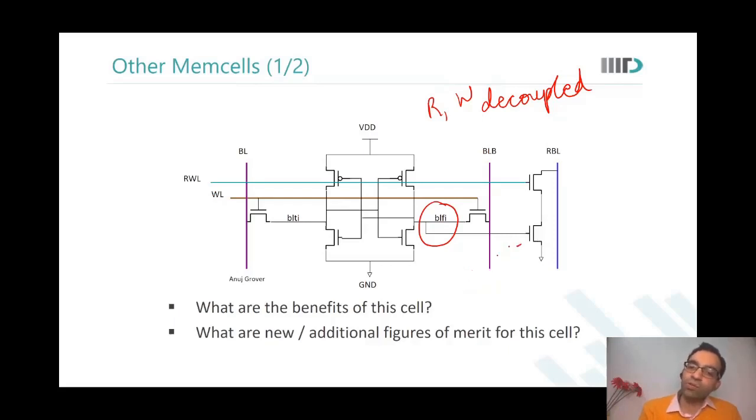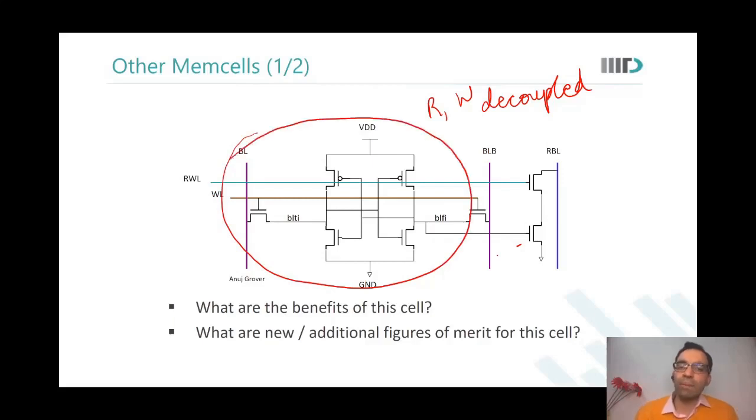Additionally, now, since read operation is not even of consequence, I simply size my write port according to the requirements of the write operation. So I can actually make a more optimal cell, which is faster also and which is more stable also. Are you able to see this?